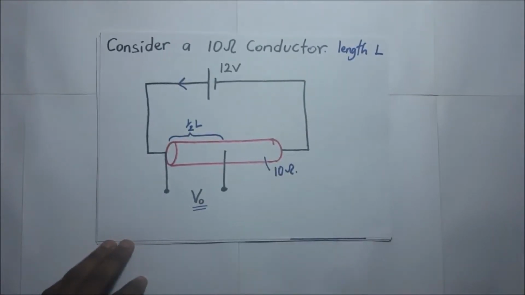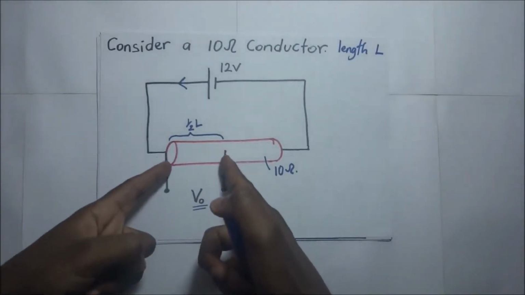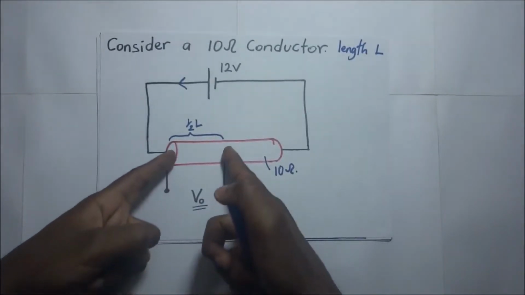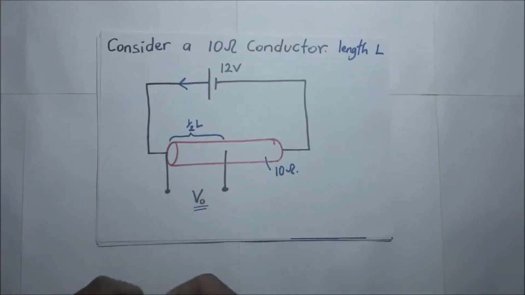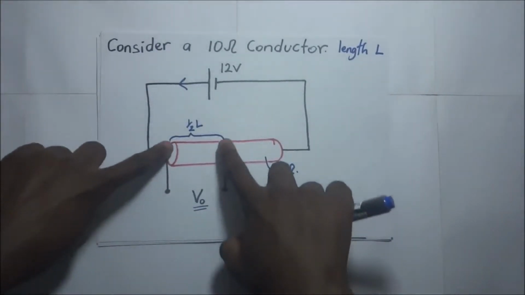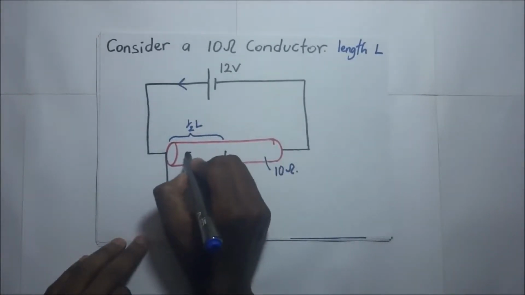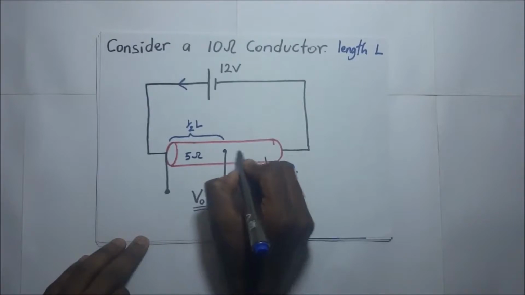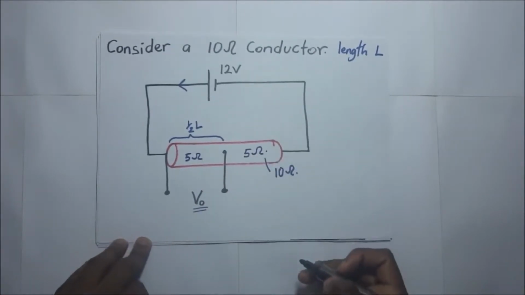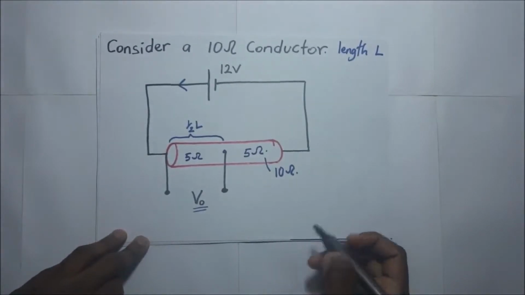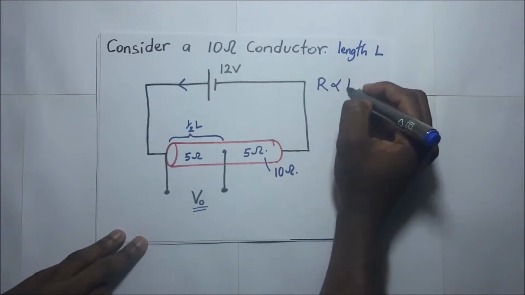If the conductor has 10 ohms, and we are required to find the output voltage across halfway the section of the whole conductor, then halfway means it's going to be 5 ohms from here to there. This portion is 5 ohms, and this remaining portion is also 5 ohms. Where are we getting that from? We are getting that from the very fact that resistance of the conductor is directly proportional to the length of the conductor.